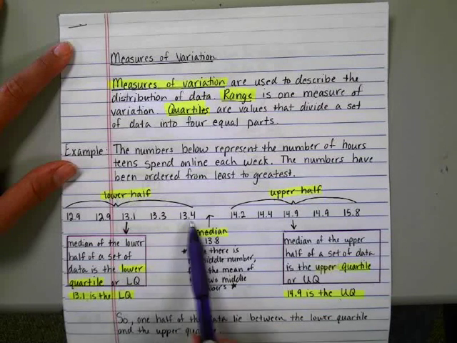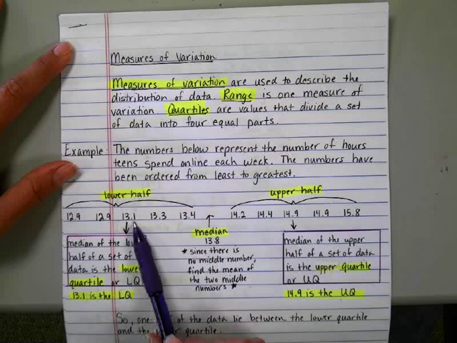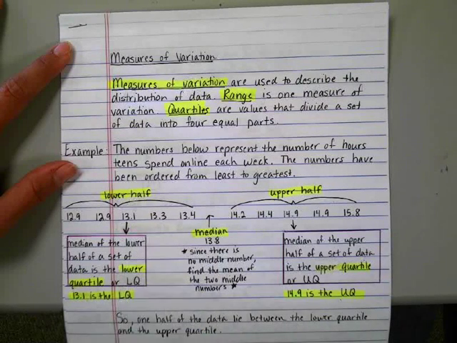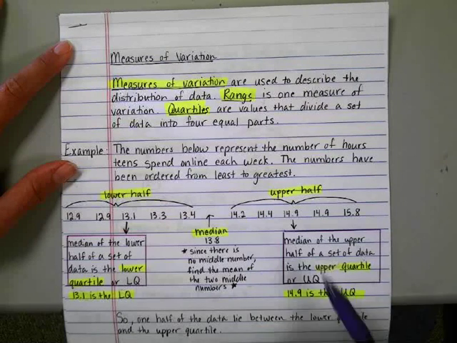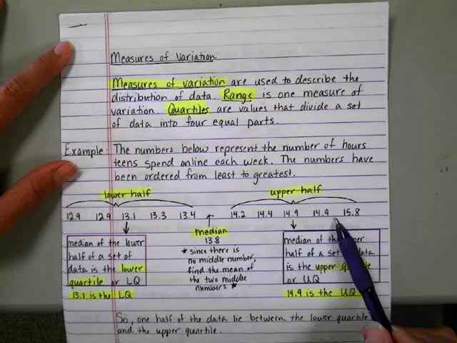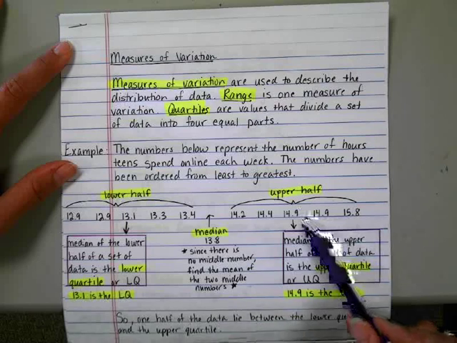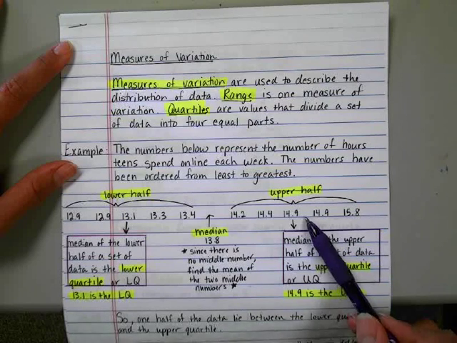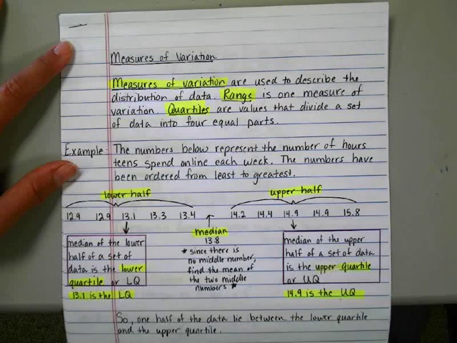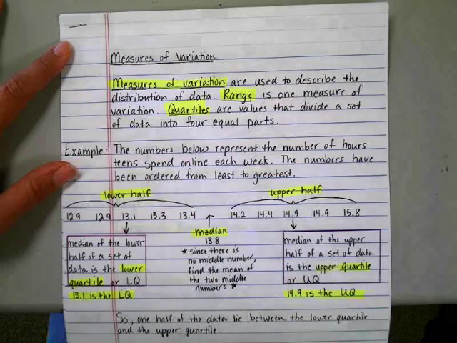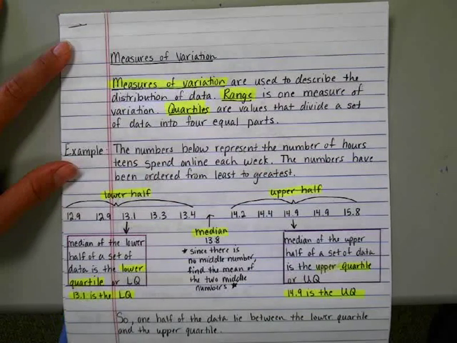So we divided the data in half. We found the median of the lower half. That is our lower quartile. If you look at the upper half, the median, the middle number, is 14.9. We call that our upper quartile, or UQ. So 14.9 is the upper quartile.